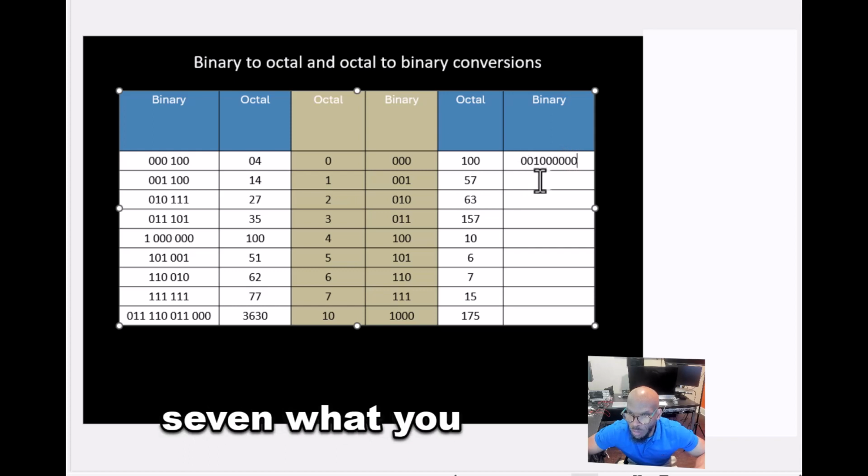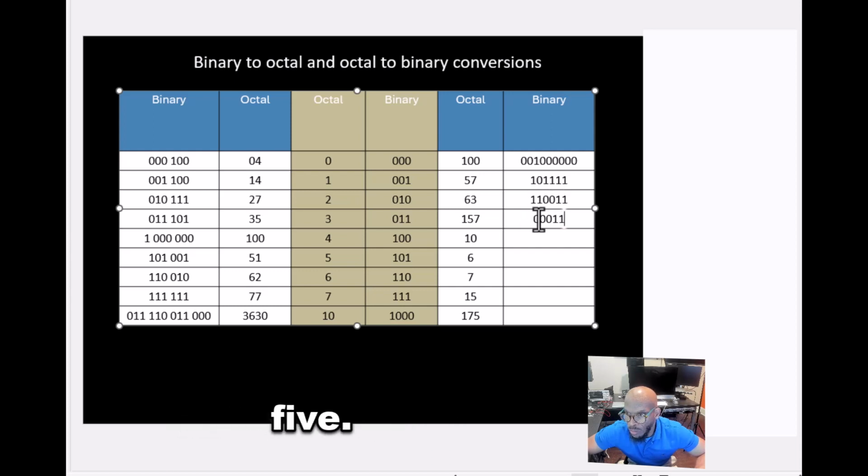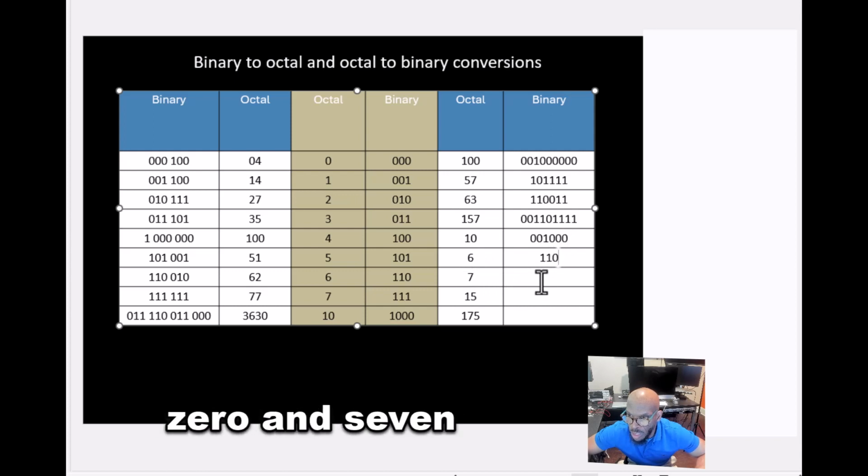Now if you got a 5, 7, what you got? 101. What's a 7? 111. 63, 110. And what's a 3? 011. 157: what's a 5? Let's see, I put an extra 0 there. A 5 is 101. And what's a 7? 111. Okay, so what's a 1? A 1 is 001. And what's a 0? 000. Now, the 6 and 7, see if you remember your chart, then you will know that this is 110 and 7 is 111.